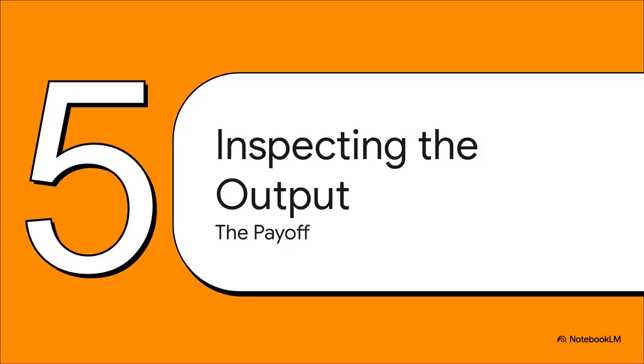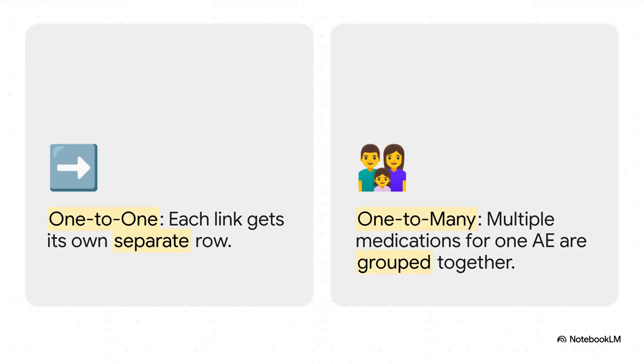So, moment of truth, right? Let's take a look at the final output and see what this RELREC table actually looks like. Now, one quick thing. Sometimes the software will default to what's called a one-to-one relationship, meaning every single link gets its own row. But think about it. What if one adverse event was treated with, say, 3 different drugs? In that case, a one-to-many relationship is way, way clearer.